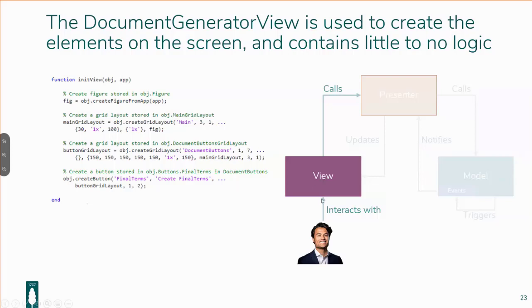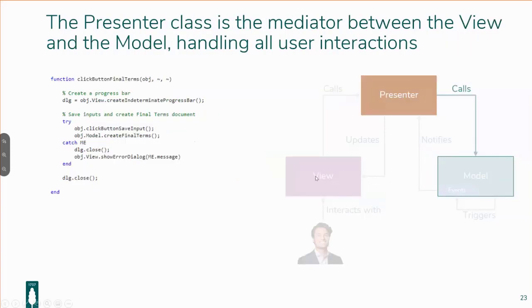providing the title of the button and the text that it has to show on it. And if we click this button, the view will only call the presenter, and the presenter actually contains the real callback for this button. And much like the view class, the presenter contains as little logic as possible, and it acts as a mediator between the view and the model class, handling all the user interactions. So as you can see in the code snippet here on the left, it will make sure that the view is updated with a progress bar, and then it will pass on to the correct method of the model class.